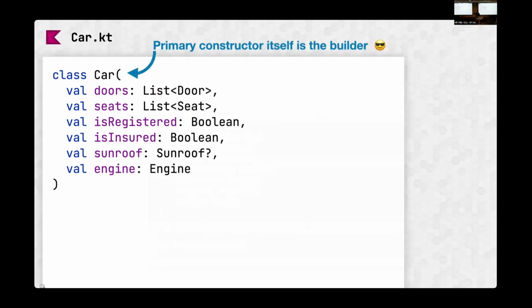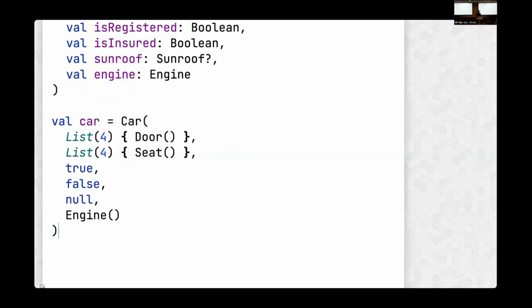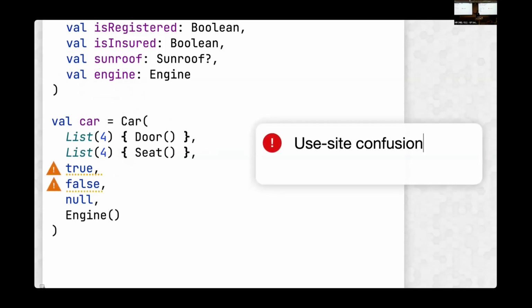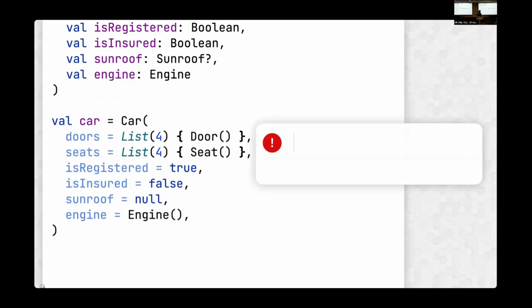Now, we can actually use the primary constructor itself as the builder. And this is how that looks like. In my main program, I'm going to call the car constructor function. And at this point, you might ask me, hey, isn't this as confusing as the Java example where you don't know what of those 2 labels actually stands for? And you're right, we don't know that. But the solution is quite easy. We can just use Kotlin's labeled parameters feature to avoid that confusion altogether.